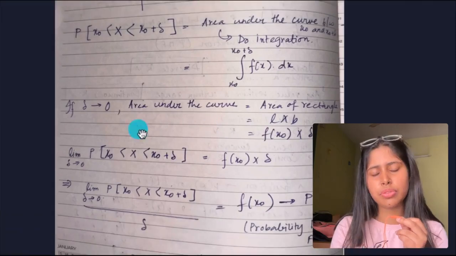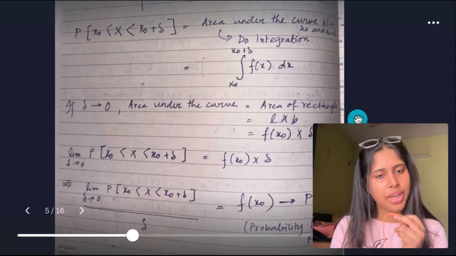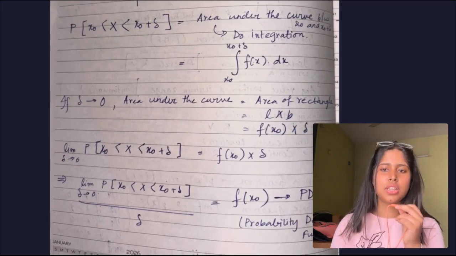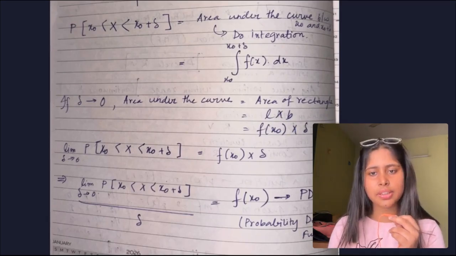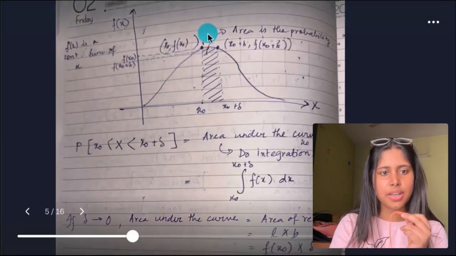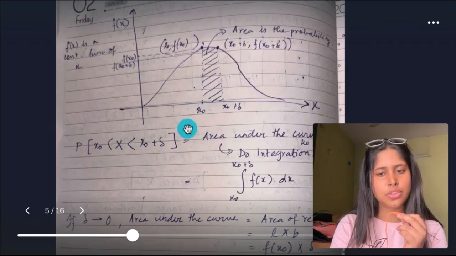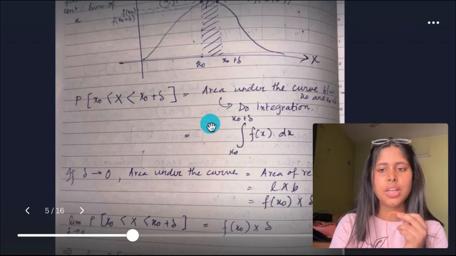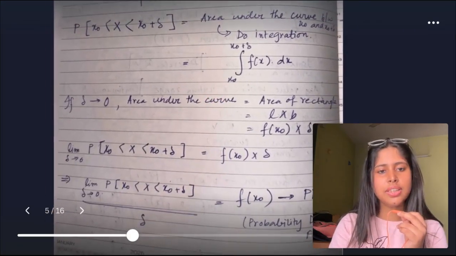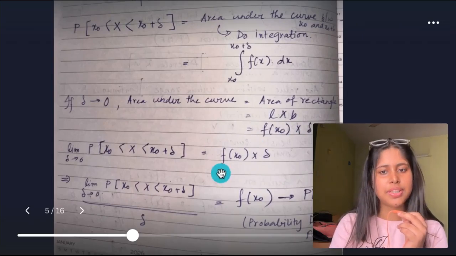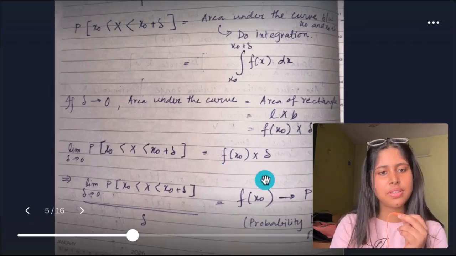So what will be the area under the curve? It will be the area of a rectangle. So basically the area under the curve is roughly the area of a rectangle. Area of a rectangle is what? Length into breadth. So what is the length here? The length is fx naught. And what is the breadth? Breadth is the delta. So what will be the area then? Fx naught into delta. So the probability will be this only.